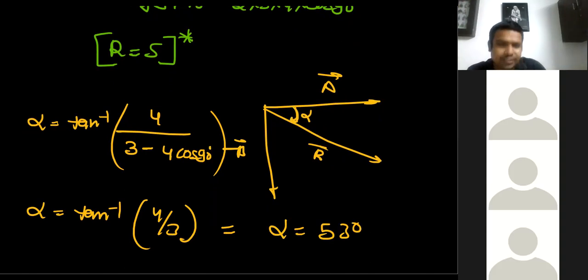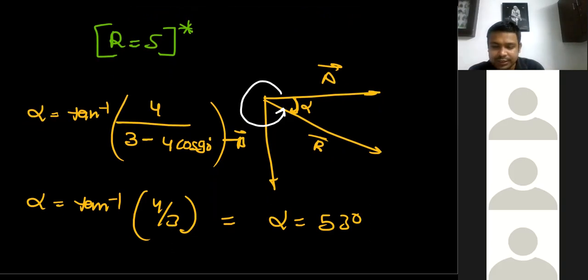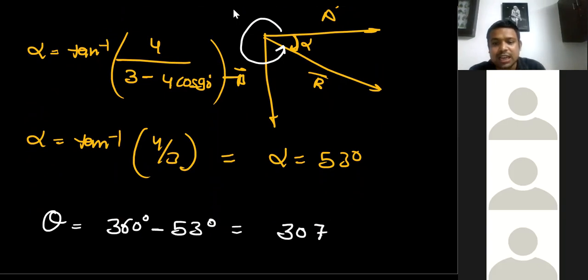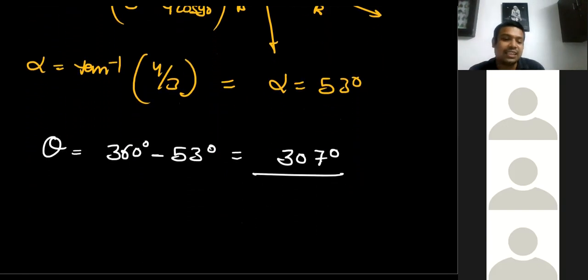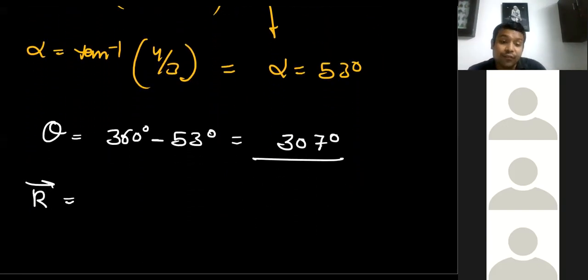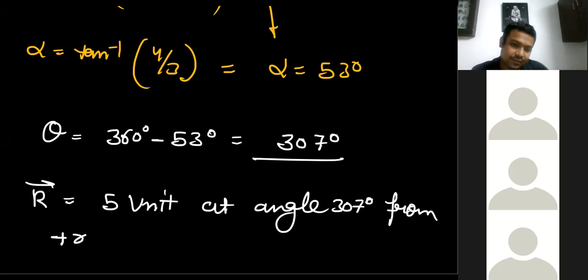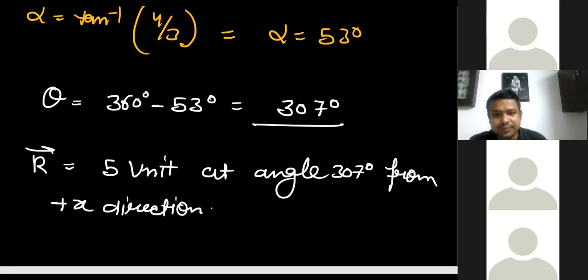If this angle is 53 degrees, then from the positive x-axis, what is the angle? Total angle is 360, so 360 minus 53 degrees, which is 307 degrees. So my dear friends, the resultant vector is 5 units at an angle of 307 degrees from the x-axis. Is it clear? Yes, sir.